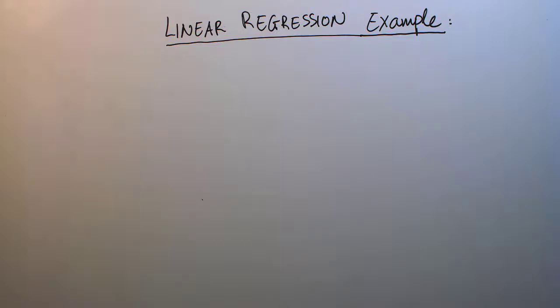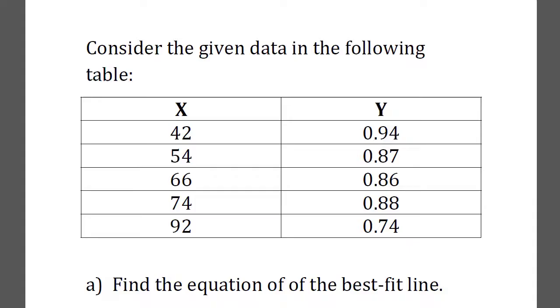Alright, so here let's look at some examples of how we can apply our understanding of linear regression. So here's our example. Let's say consider the given data in the following table. Our data is being recorded as a pair. So there's a column for X and there's a column for Y.